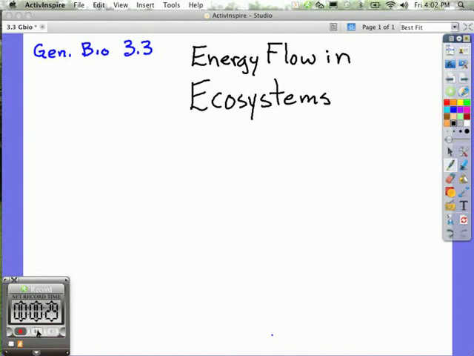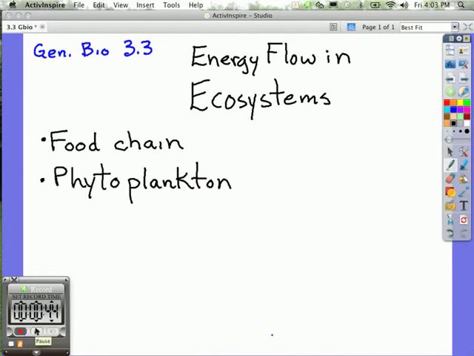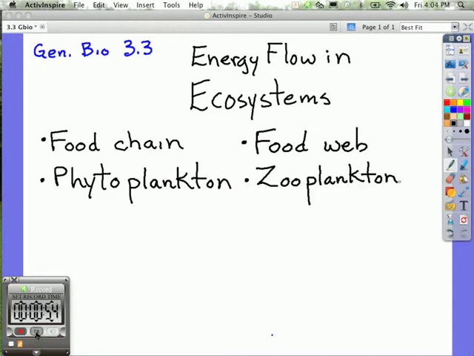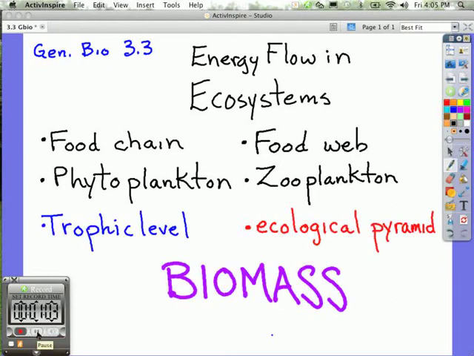Some of the vocabulary we'll be talking about here include food chain, also phytoplankton, also food web, of course the zooplankton, phytoplankton and zooplankton, plant and animal plankton, trophic level, meaning nutrient level, ecological pyramid, and of course biomass, the giant biomass here.